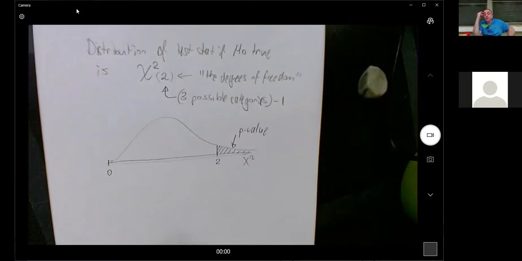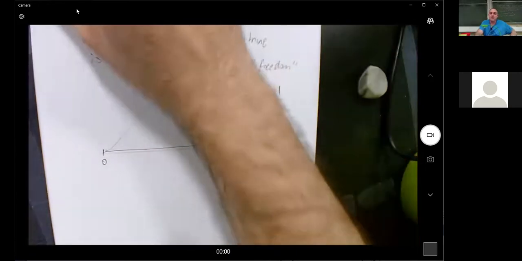So I could go and ask my computer what that probability is. And if I asked the computer to do this whole thing for me, it would give me a chi-square statistic. It would give me that probability. Now, I can't remember the R command that goes with this. Just give me a second.